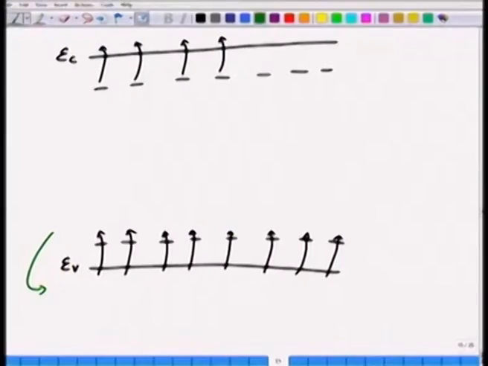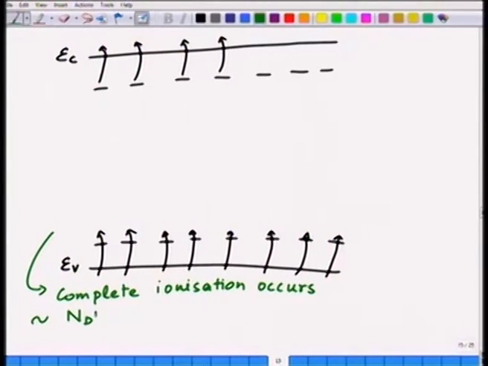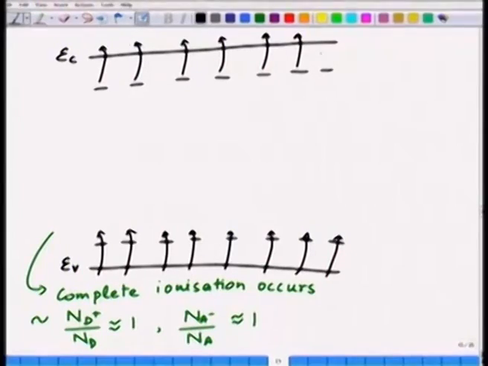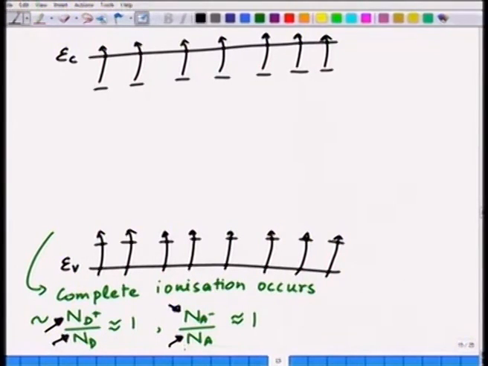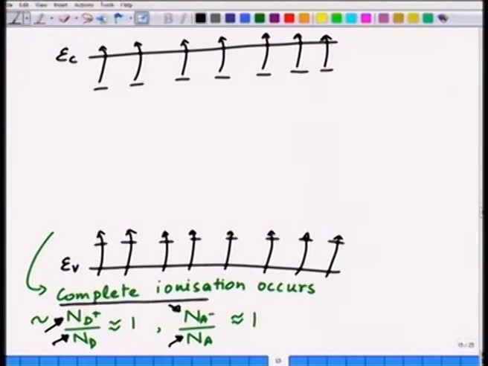What that means in this picture is that when complete ionization occurs, then approximately Nd plus by Nd is almost equal to 1, and Na minus by Na is almost equal to 1. That means whatever we added, all of it has ionized. All the phosphorus atoms in silicon gave their 5th electrons away, so they became ionized. So, Nd plus is the same as whatever we have added. Similarly, if we have added boron, each boron atom has accepted an electron, so Na minus is the same as whatever we added. This is a condition we call complete ionization.